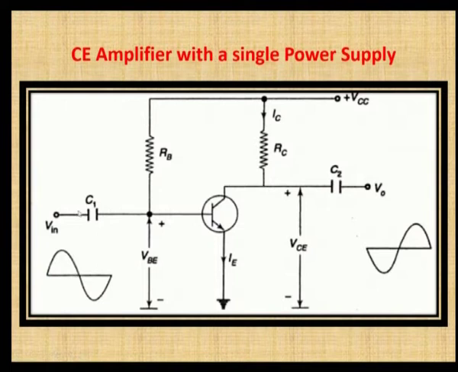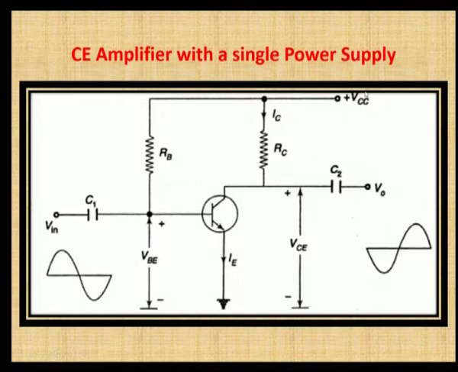If this is positively increasing, this base current is also increased, and for this common emitter, beta is considerably high. So, according to beta, that is the current amplification factor, this IC is also increased. This IC is increased, this is constant, and the output voltage, that is the voltage across this collector and emitter, VC is equal to VCC minus ICRC.